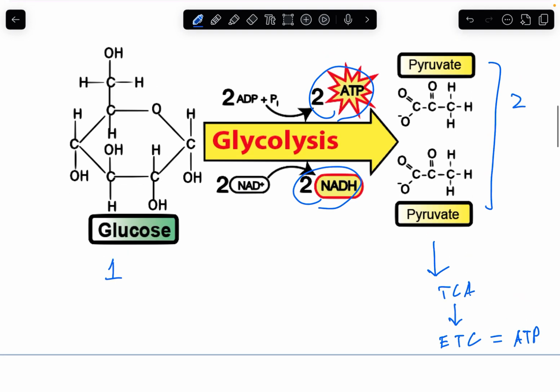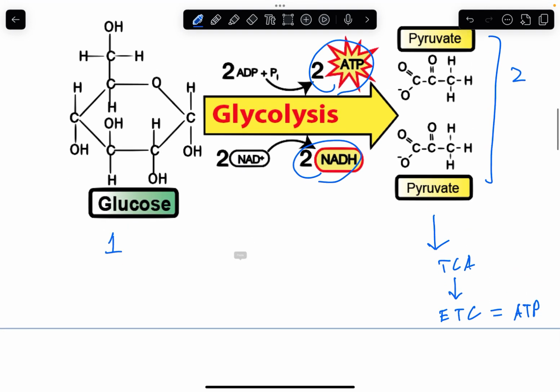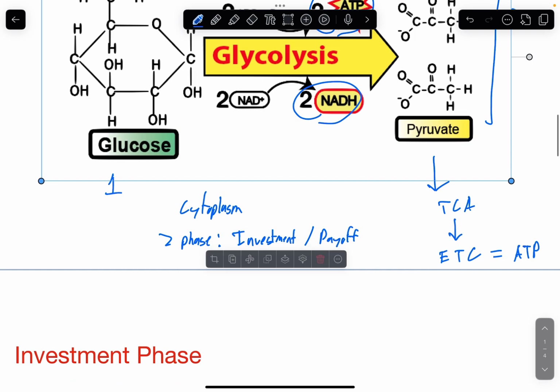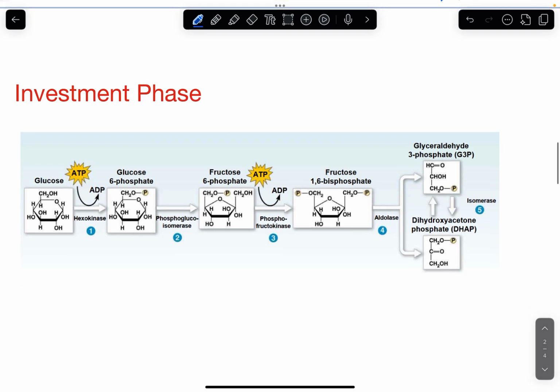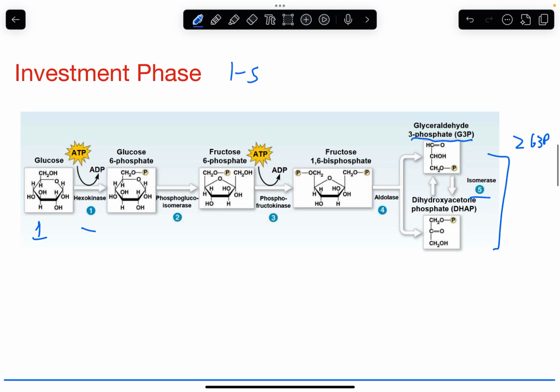Glycolysis is a 10-step process in the cytoplasm, and is broken into 2 phases. We have the investment phase and the payoff phase. So let's get into the investment phase here. The investment phase is from steps 1 through 5, as shown here. We start with 1 glucose, and then we generate 2 G3Ps in the final step.